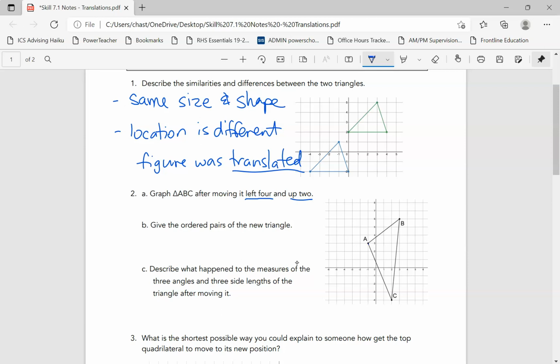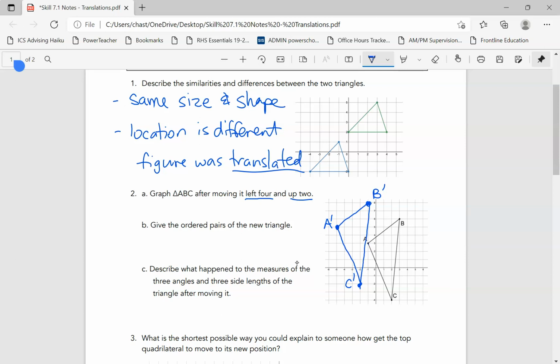Starting here at A, I'm going to go left 4 and up 2. That's where I'm going to call it A prime. And I'm going to do the exact same thing for points B and C. Point B, I go left 4 and up 2, call that B prime. And for point C, we go left 4 and up 2, and here's C prime. We connect the dots, and we have a triangle that was translated.